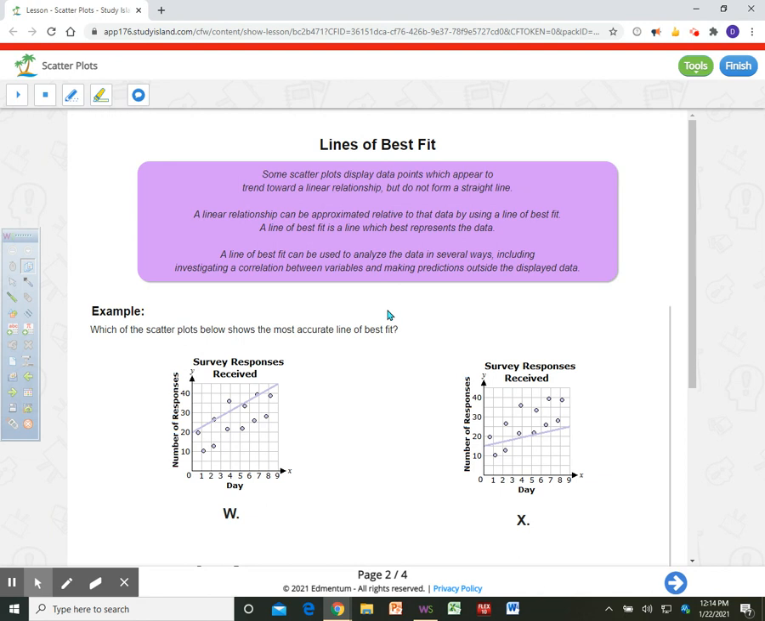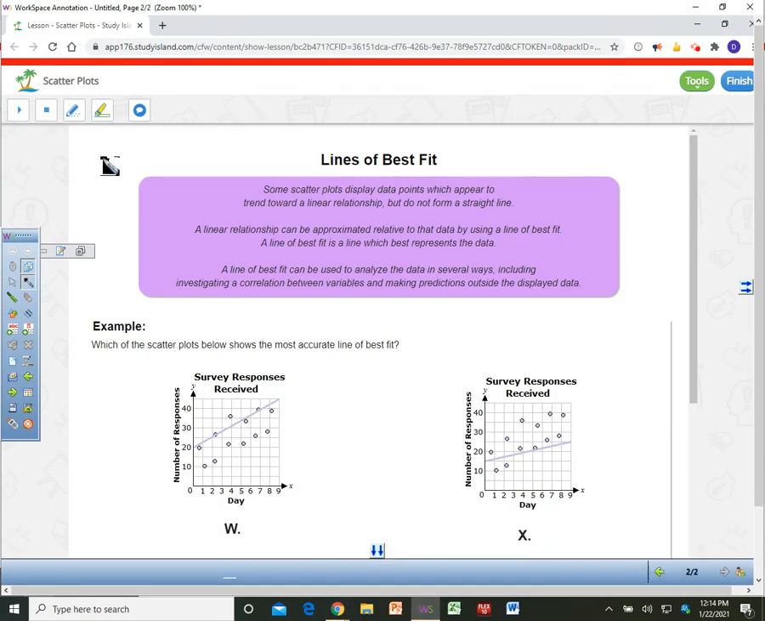Some scatter plots display points which appear in a trend toward a linear relationship. They do not form a straight line. What that means is if it has a trend, if you look at a scatter plot, I'm just going to draw an example here, and they put a bunch of dots on it. Those are really big dots. We're going to make those a little smaller. Okay, they have a bunch of dots on it like this.